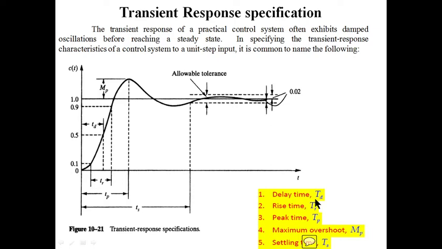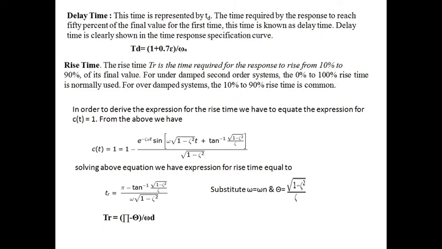So delay time is denoted by T of D. Then rise time is T of R, so this is the rise time. Then T of P is the peak time. You can see T of P from this to this, it is the peak point. We will study each parameter in brief as we proceed on the next slide. So what is this delay time?